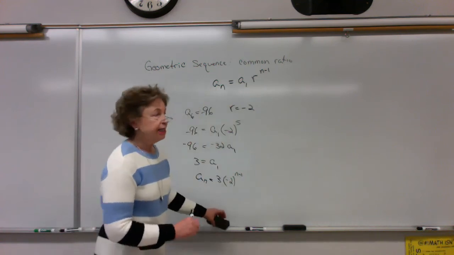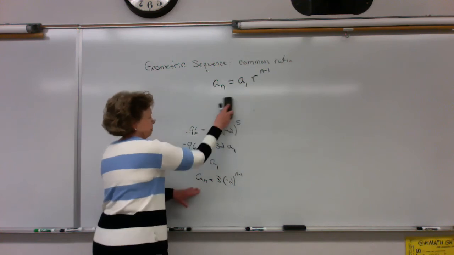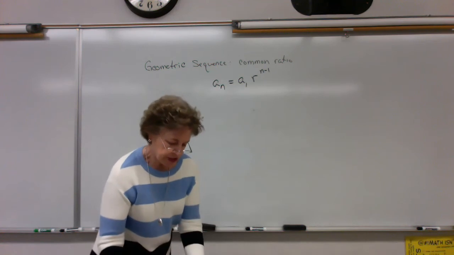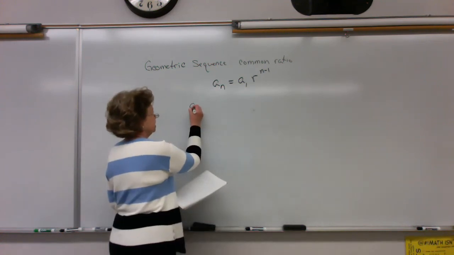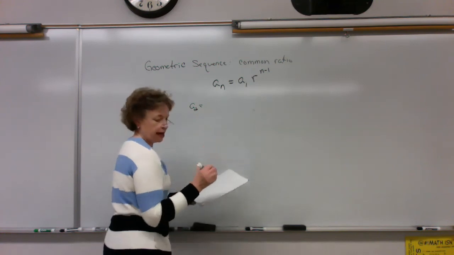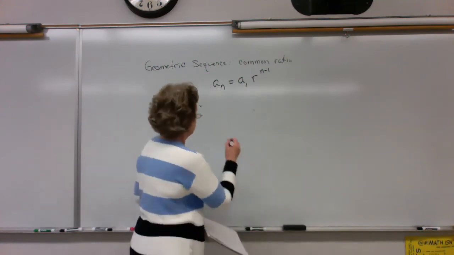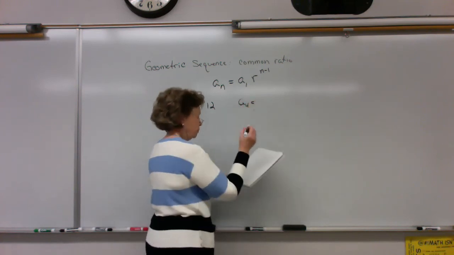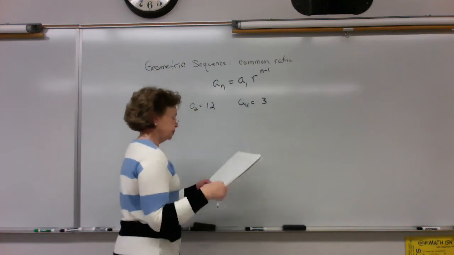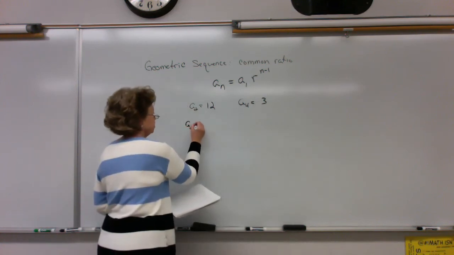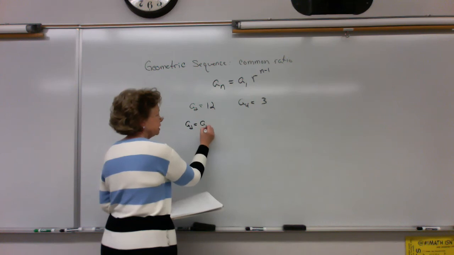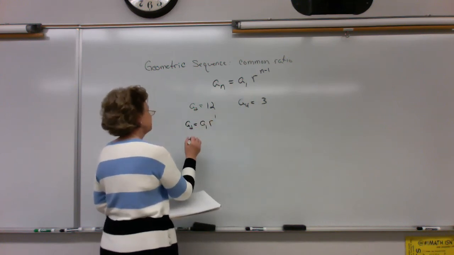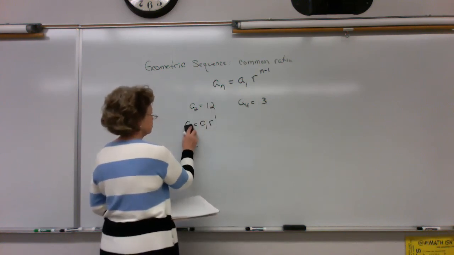If I'm looking at number 6, that was monitoring progress 5. Look at number 6, where they gave us 2 values. They told us a sub 2, and we were told that that was positive 12. And we know that a sub 4 was positive 3. So I'm going to write those 2 rules. A sub 2, I don't know what the first term was, but r to the, this was 2, so r to the first. And so a sub 2, they told us was 12.